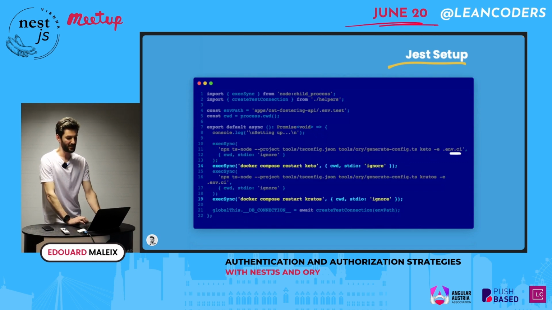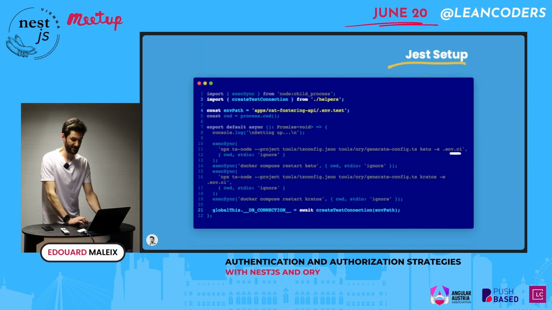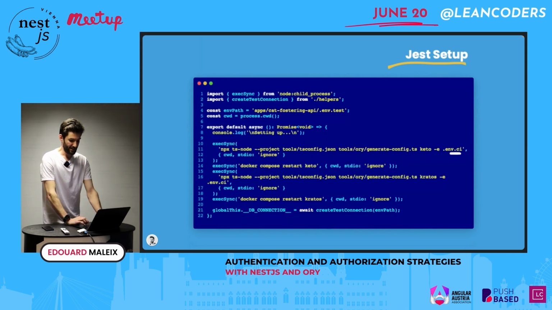So we do that for Kratos and Keto. Then we restart our container so that they consume those configuration files. And we initialize a clean database connection to isolate our entities for the test environment. All right, for the setup.